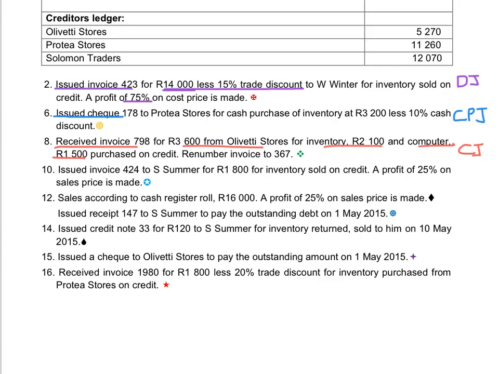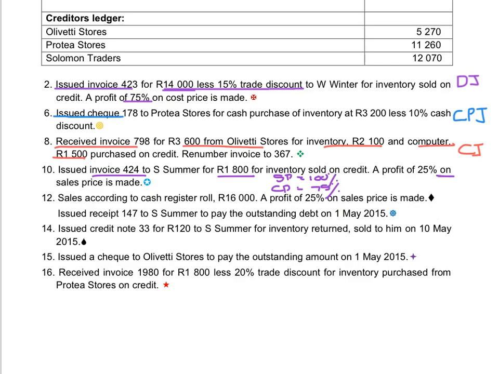Issued invoice 424 to S. Summer for 1,800 for inventory sold on credit. A profit of 25% on sales price is made. That means that the sales price equals 100% and the cost price equals 75%, because now the profit is made on sales price. If it's made on sales price is 100.